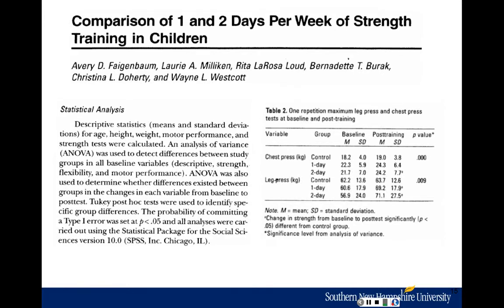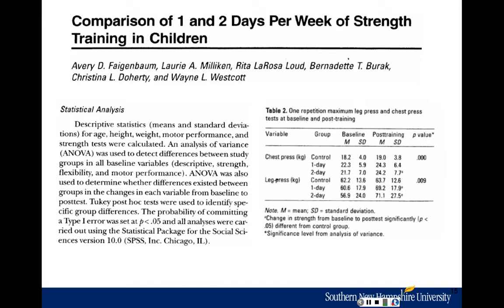Here's an example of a study where analysis of variance was used as the method to analyze the data. In this case, this was the comparison of 1 versus 2 days per week of strength training in children. And these both were compared to a control group. So there were kids that did not train, other kids that came in 1 day a week to train, and other kids that came in 2 days a week to train.